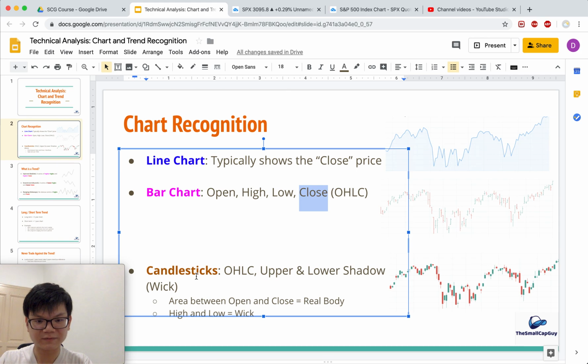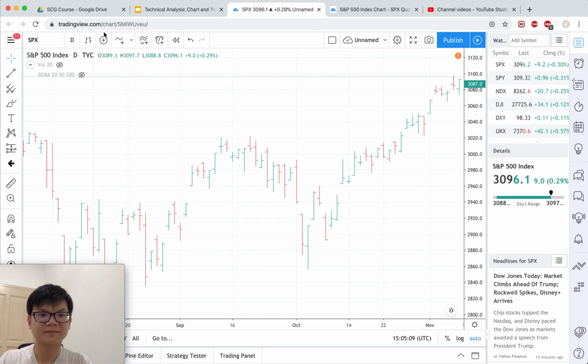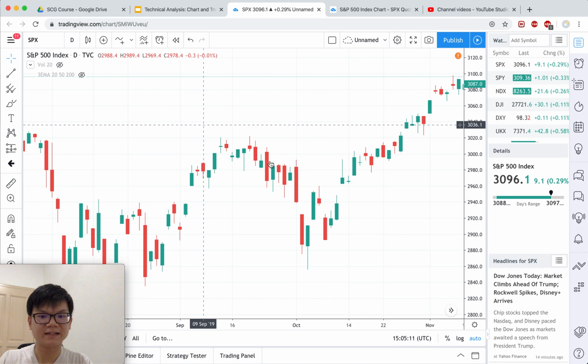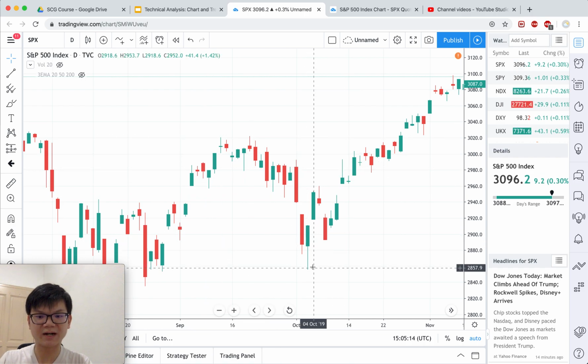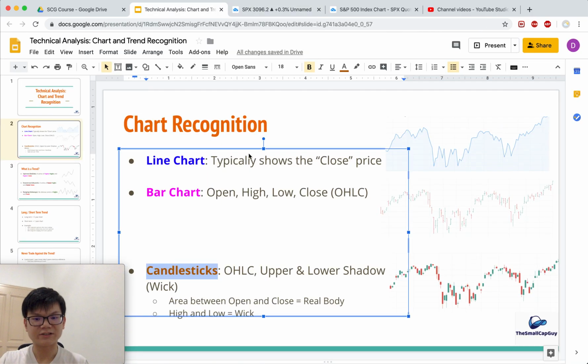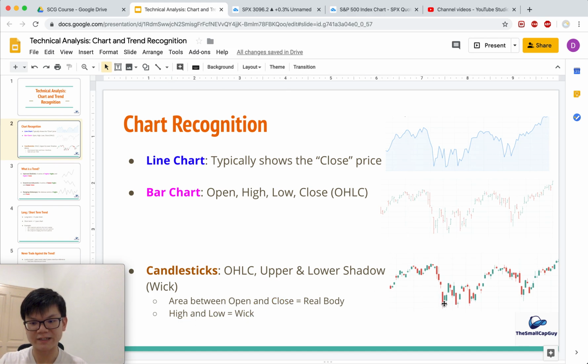The third type of chart is candlesticks. For candlesticks, it has a lot more information than the bar chart. It actually consists of OHLC, which are the elements from the bar chart, and it also consists of upper and lower shadows, which we call the wick. The area between the open and close price is the real body, so it is bolded. And for the high and low, there is a very thin line, which is the wick.